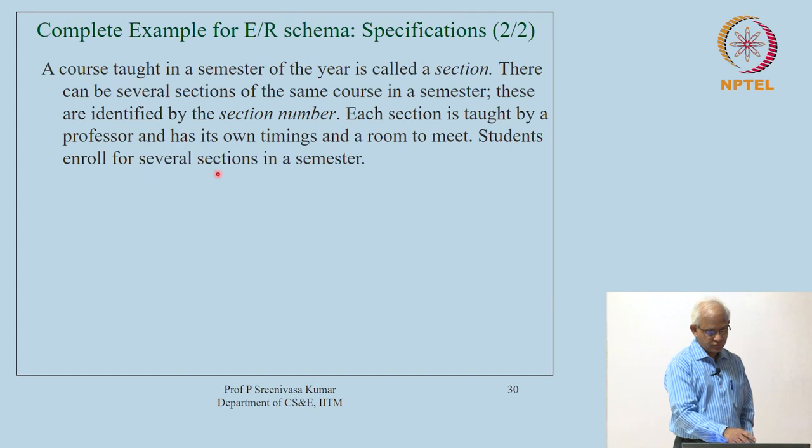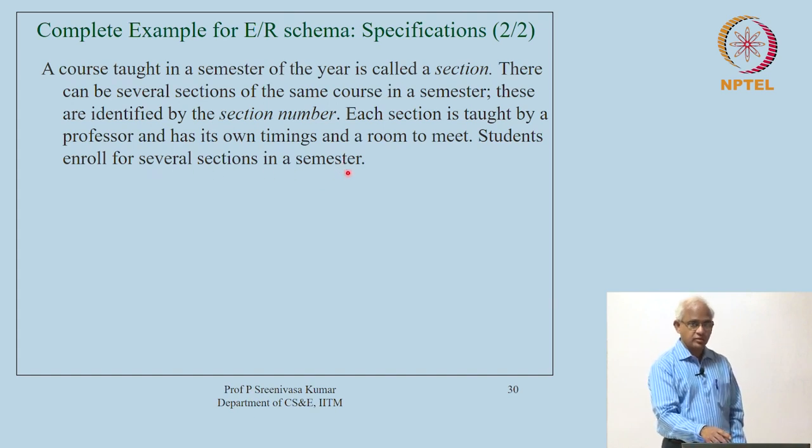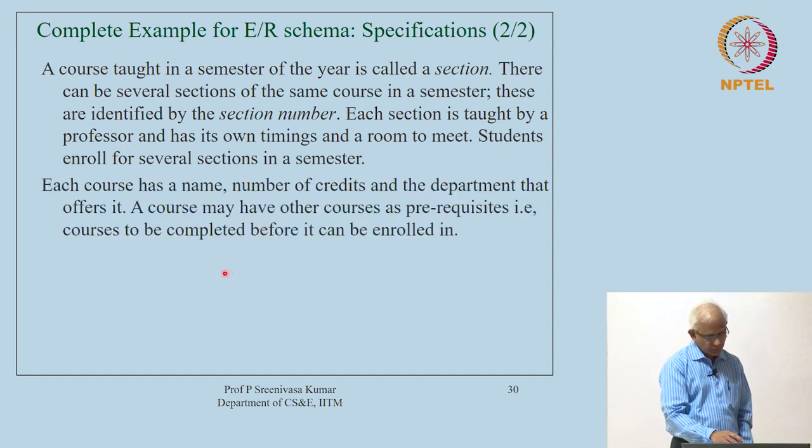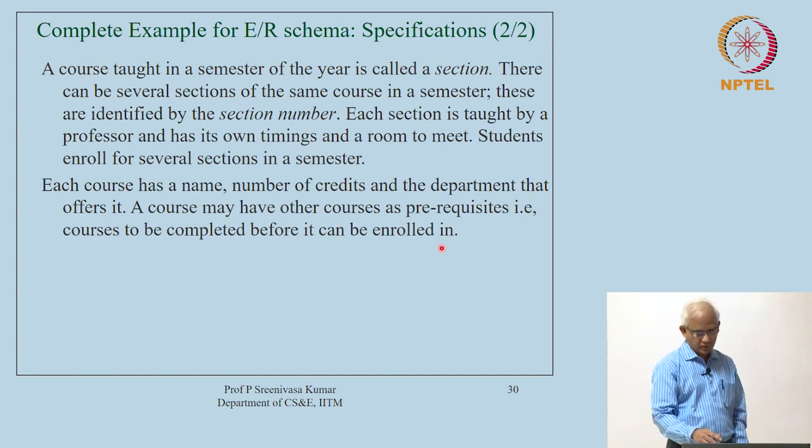Students enroll for several sections in a semester. In a given semester, students enroll for several sections, and each course has a name, number of credits, and the department that offers it. There is an owner department for it. A course may have other courses as prerequisites, that is the courses to be completed before this particular course can be enrolled in.